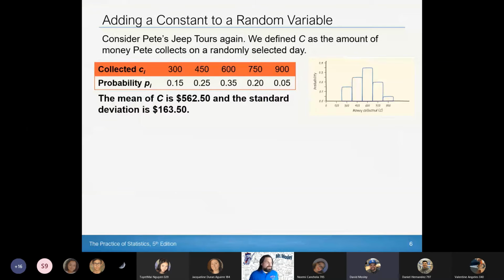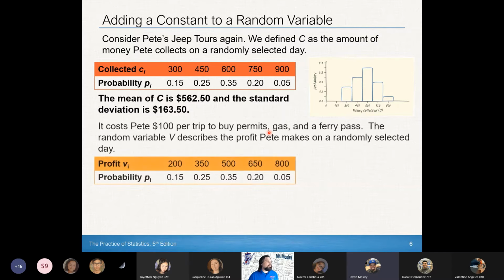All right, so we just did multiply. Now we're going to add a constant. So again, consider the same context with Pete's Jeep tours. We previously defined C as the amount of money Pete collects on a randomly selected day. And this is the same probability distribution, mean, and standard deviation that we had on the previous slide. Now, it costs Pete $100 per trip to buy permits, gas, and a ferry pass. The random variable V describes the profit Pete makes on a randomly selected day.